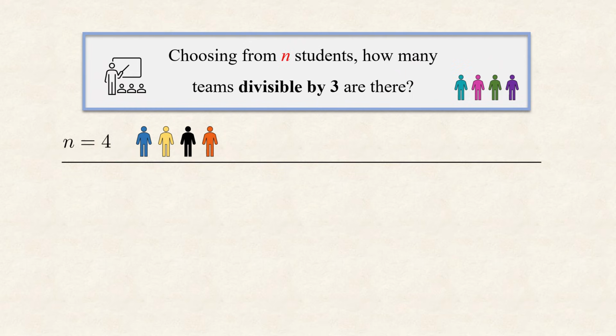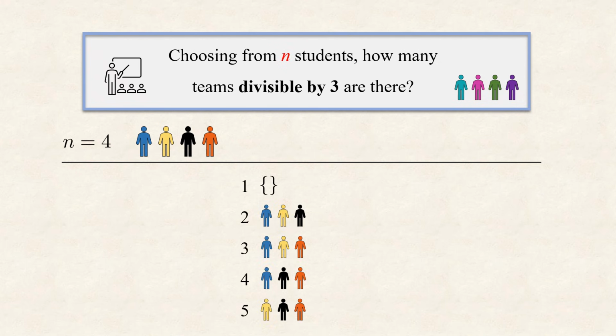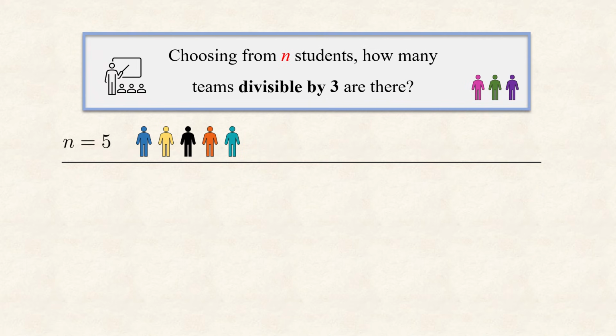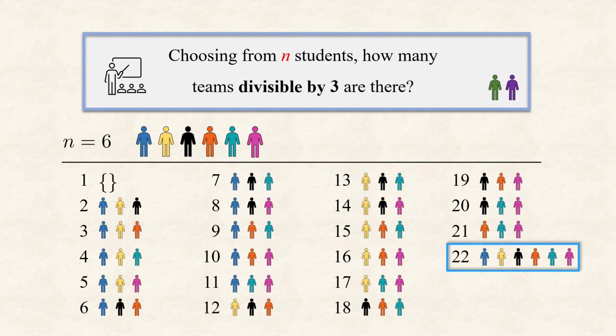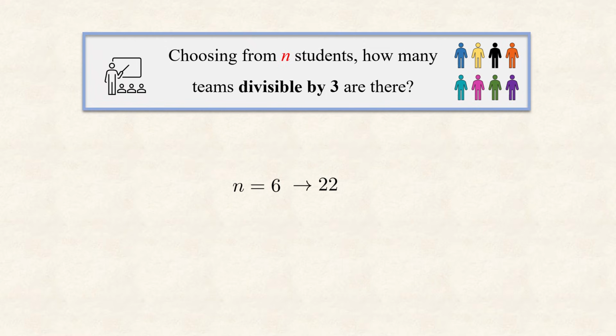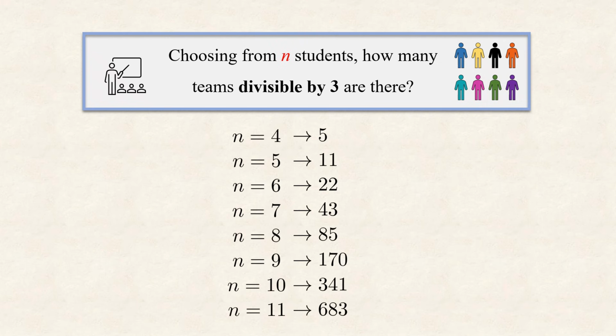If we only had 4 students to choose from, there would be 4 possible teams of size 3, and again the one empty team, so 5 in total. For 5 students, there are 11 such teams. Starting from 6 students, that's the first time we have to consider teams of size 6, as 6 is also divisible by 3, and in total there are 22. So we have computed some answers for n, and it's just a curious question to find out how this sequence continues, or in general to find a formula for it. And again, no complex numbers inside at all.